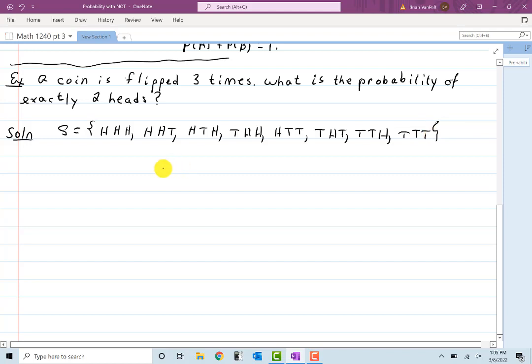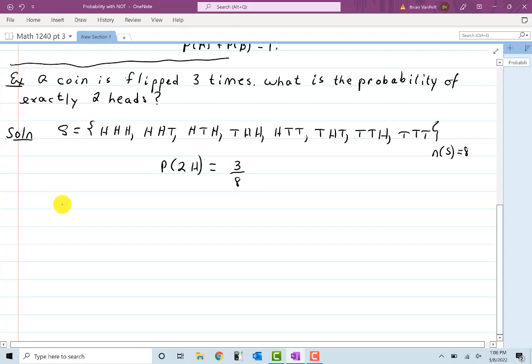The probability of 2 heads equals, now let me go through here and take a look. The size of S is 8. Now the probability of 2 heads, I got to count how many places have exactly 2 heads. So there's one of them. This is 2 of them. And that's 3 of them. No other places. So I have 3 out of 8 is the probability of 2 heads.